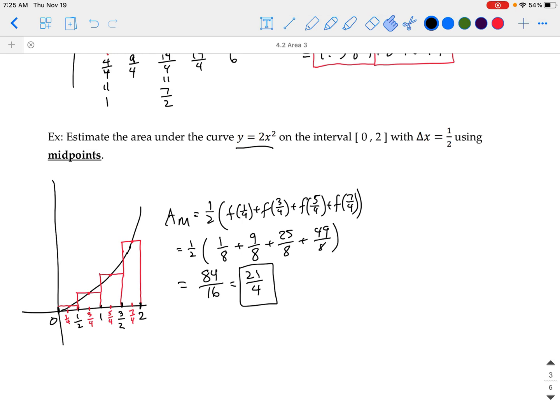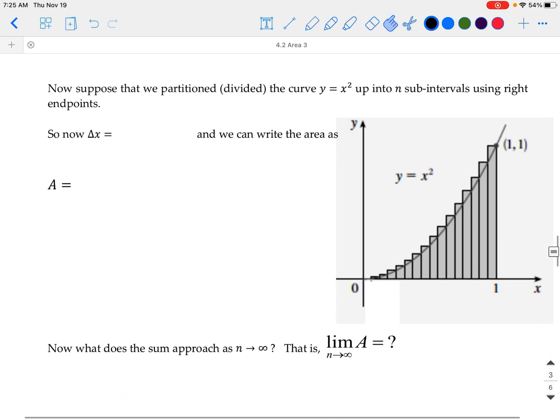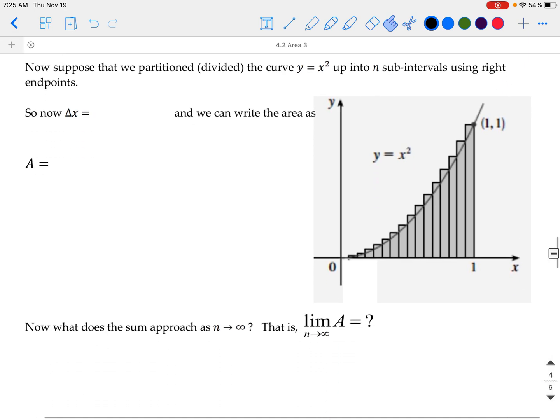Because the smaller the subintervals and the more rectangles you have, the smaller those over and underestimated areas are going to be. So let's suppose that we partitioned our curve into n subintervals. Each subinterval is going to be 1 minus 0 over n in length, which is just 1 over n. So we've got 0, 1 over n is the first subinterval, 2 over n, 3 over n, 4 over n, and so on until we get to n over n, which is just 1.